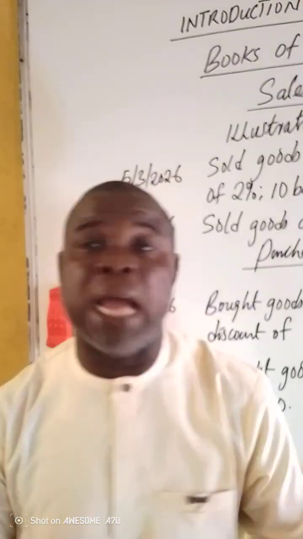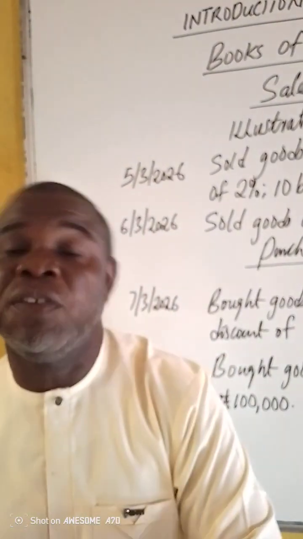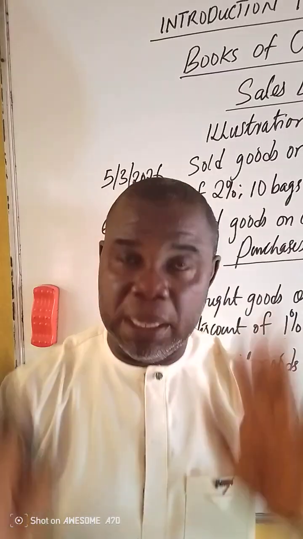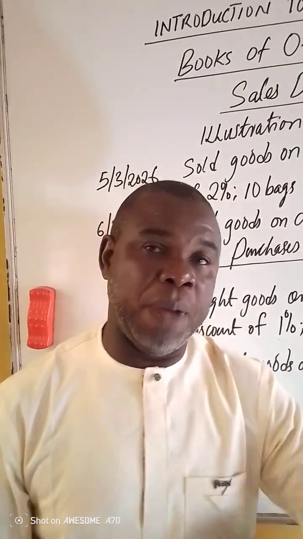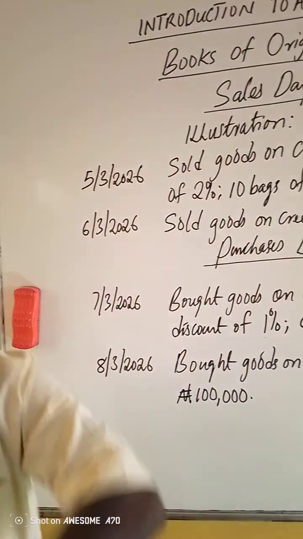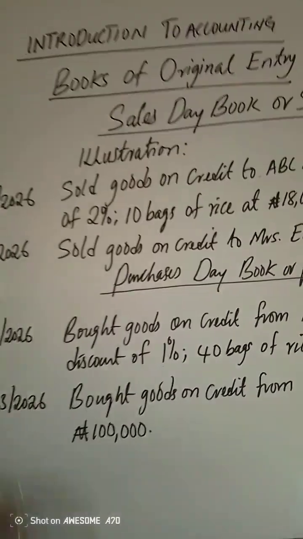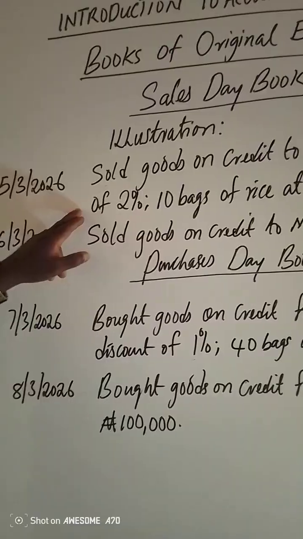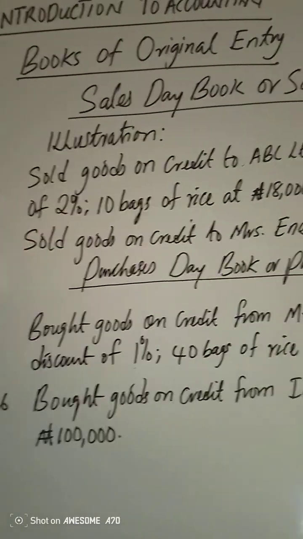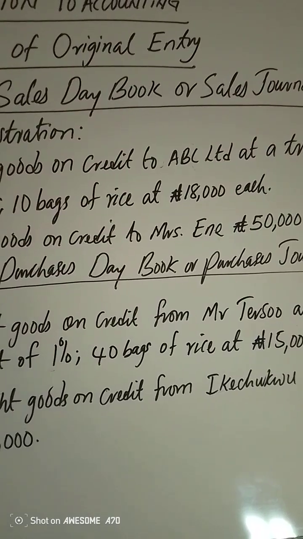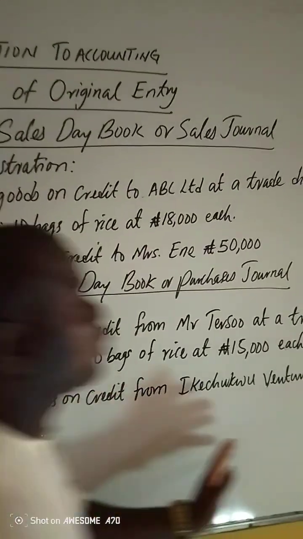Cash discount has two types: discount received and discount allowed. This only occurs when payment occurs, either by cash or by bank. But trade discount, whether payment occurs or not, is given. That's why it's found in credit transactions. So here there's a trade discount of 2%. And how many bags? 10 bags of rice at 18,000 each. Let's see how we record it quickly.